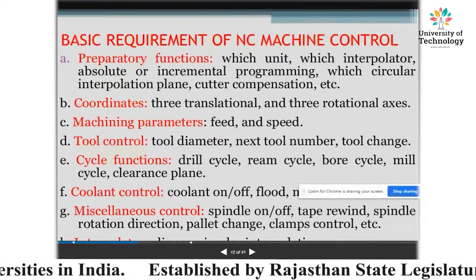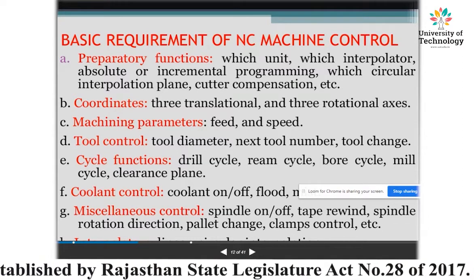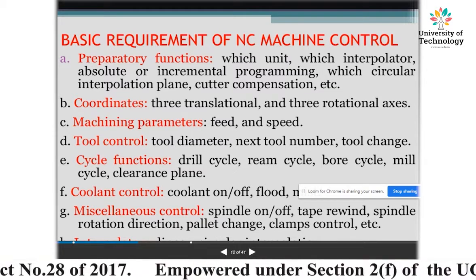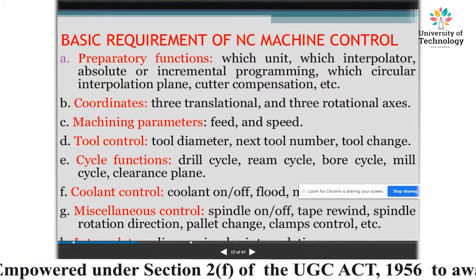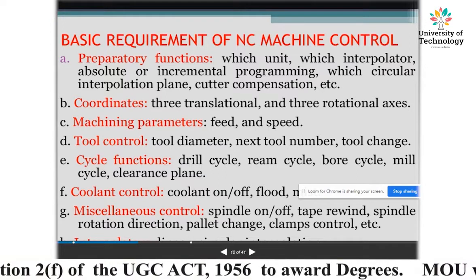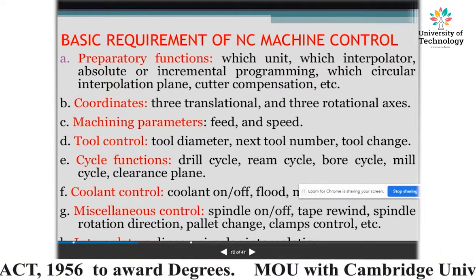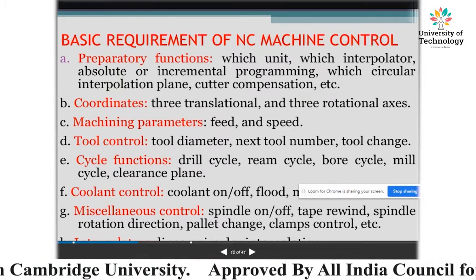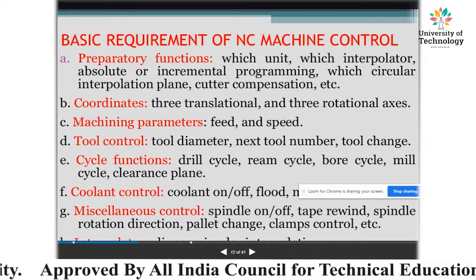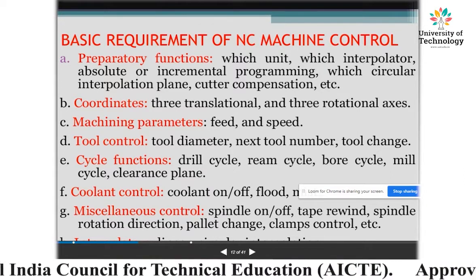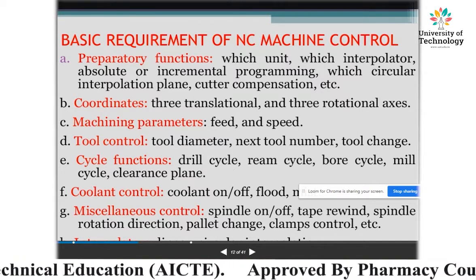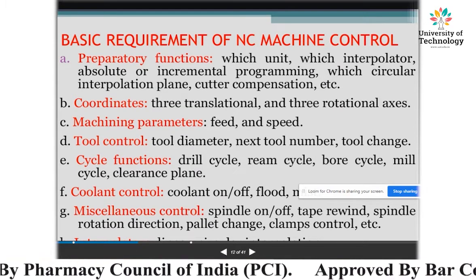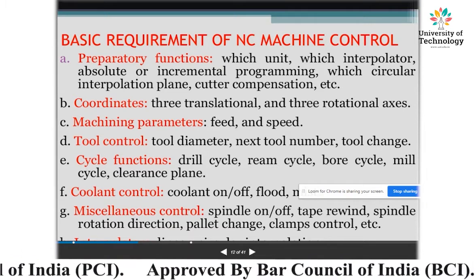The first one is some basic preparatory functions. Preparatory functions include units, interpolation, absolute or incremental programming, circular interpolation, plane and cutter compensation, etc. All are known as preparatory functions in the ANSI system. Coordinate system: in the ANSI system, there are three translational coordinate axes and three rotational axes.